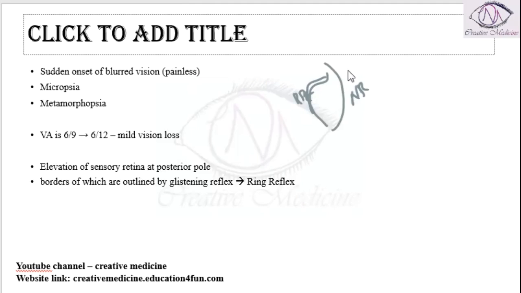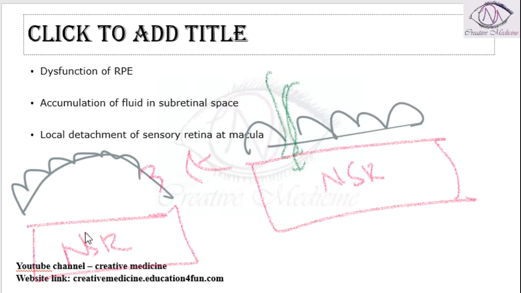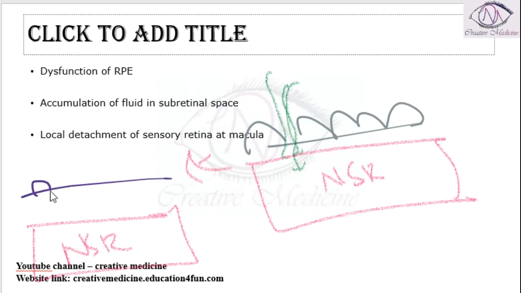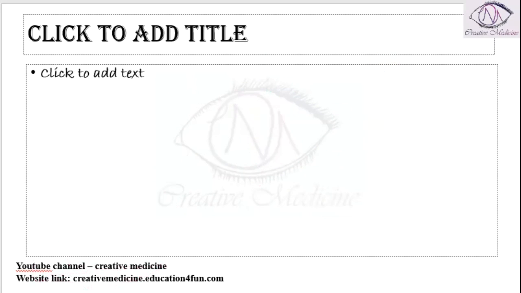Even here, if this is the eye like this, then this is the neurosensory retina and this is the retinal pigment epithelium. This is also almost similar, just that the elevation is over this. So this is the retinal pigment epithelium, and this is the neurosensory retina which is elevated like this. Sorry, a little mistake in drawing.